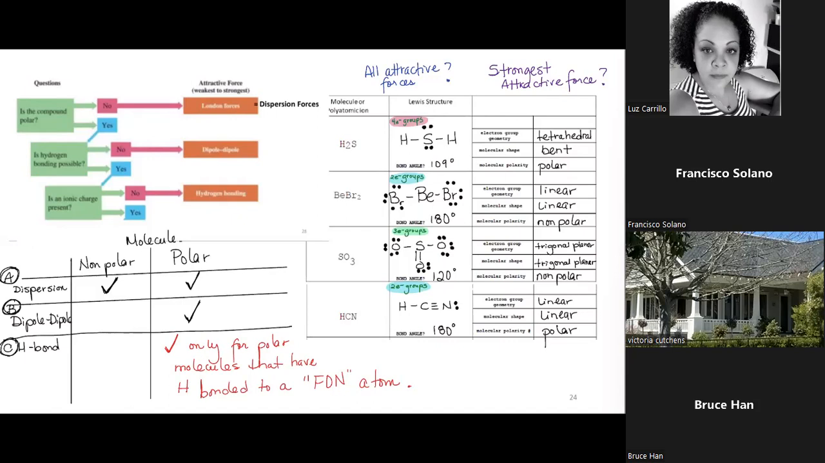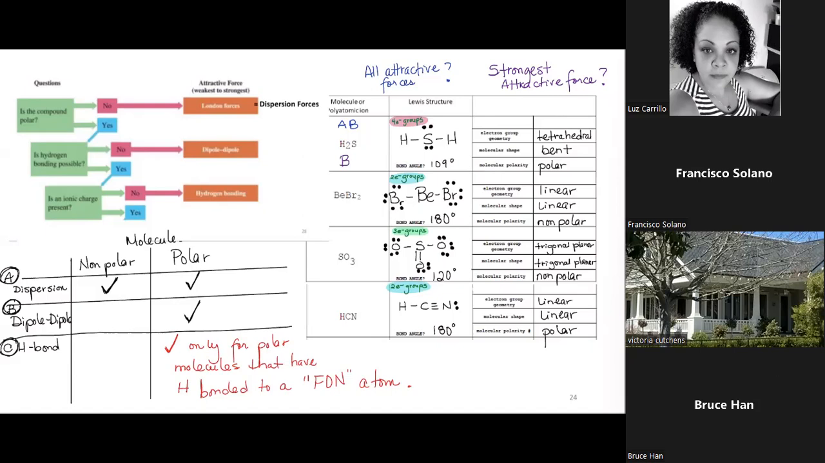Let's put the letters in the chat for all the attractive forces found in H2S. What are all the attractive forces found in H2S? Excellent job, A and B. Now, if I ask you the question, what is the strongest attractive force out of A and B that is present in H2S? Great job. Letter B. Okay.